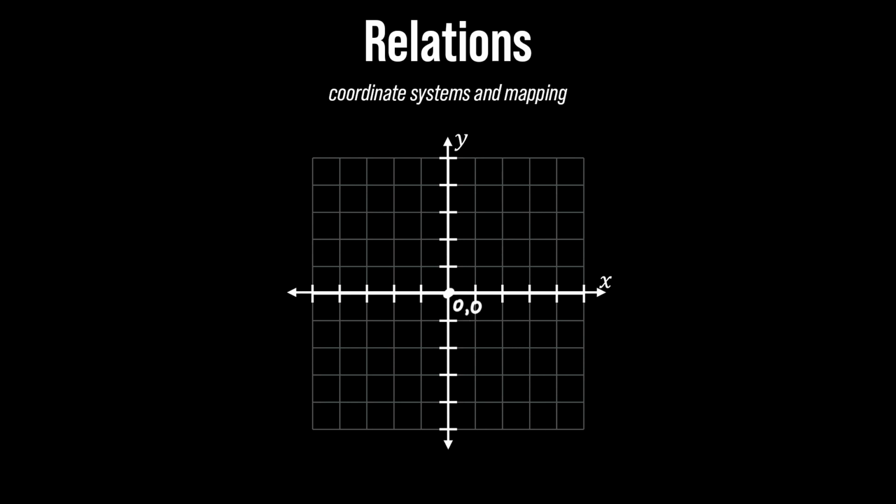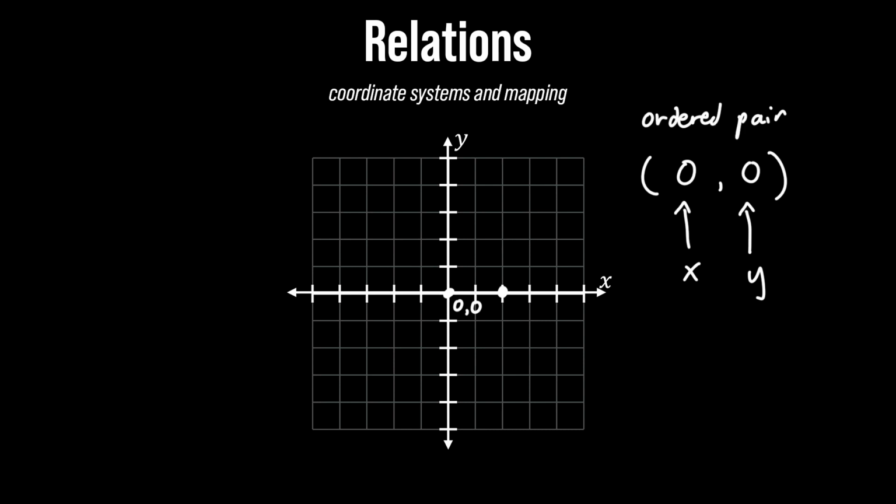For example, if we were to place a point here, this location would be 2, 0, as we have moved 2 to the right on the x-axis and 0 on the y-axis. So it's important to note that for points, this is the x and this is the y. This is called an ordered pair.